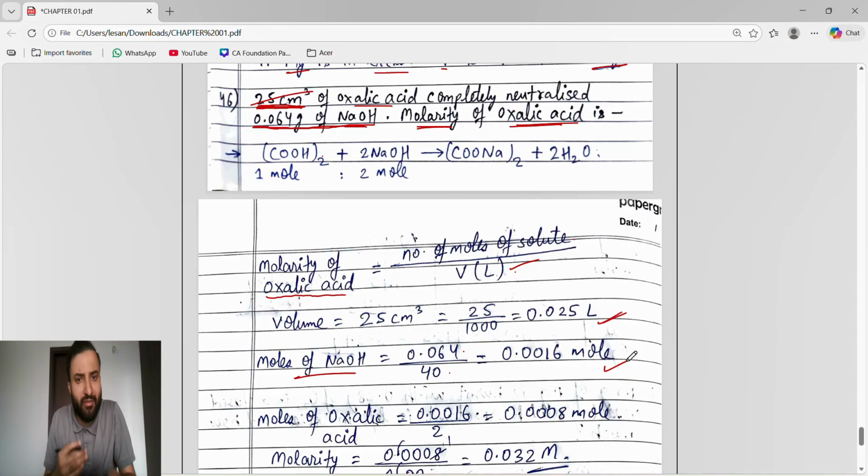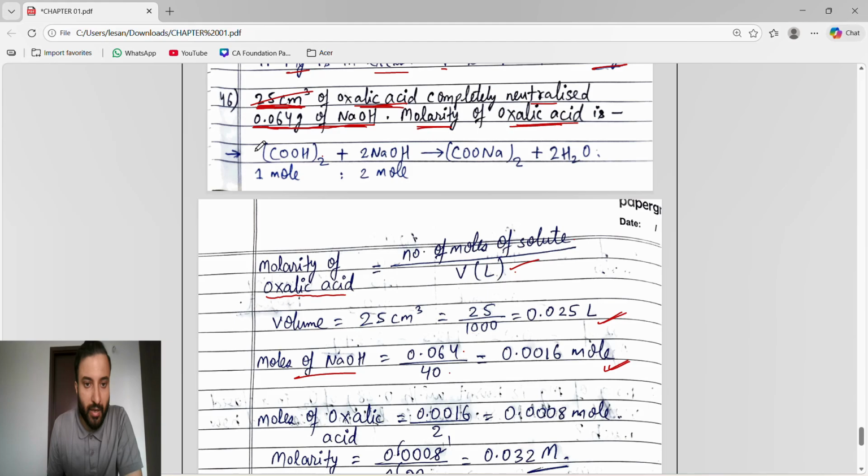The reason why we find the number of moles of NaOH is because this oxalic acid completely neutralized it. Neutralizing means what? That much oxalic acid we are taking, that much NaOH is totally neutralized. Right? Equal number of base, equal number of acid, it will neutralize to salt. Correct. So that's why, since the given mass of oxalic acid is not given, we will take this mass of NaOH and find the moles of NaOH.